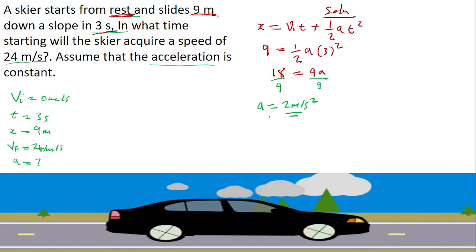Now, what we want is the time this person will spend to reach the final velocity of 24 meters per second. We assume that this acceleration was constant. The acceleration was kept constant. There was nothing changing. So we can now use this value of the acceleration for the other trip.